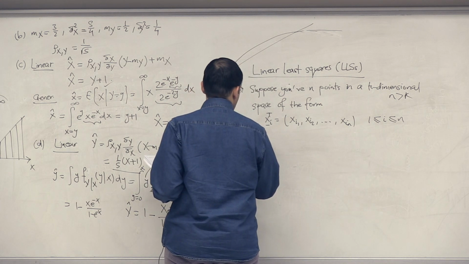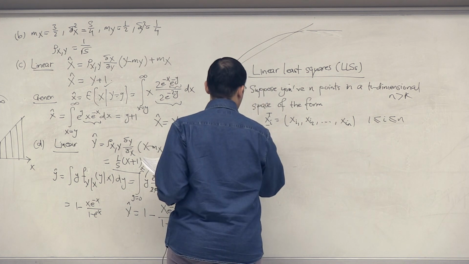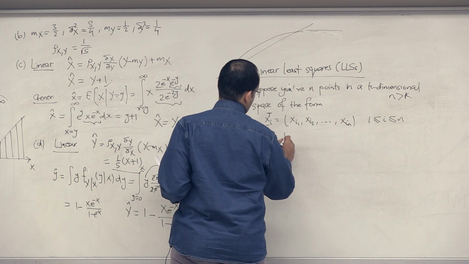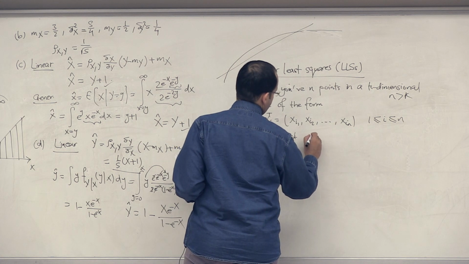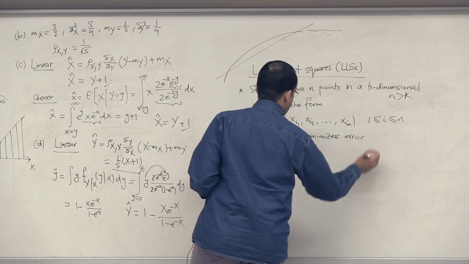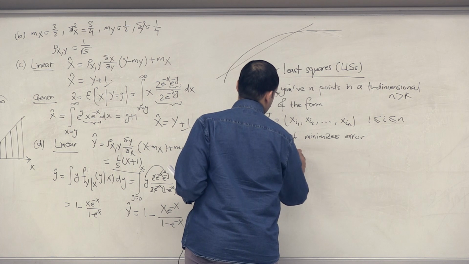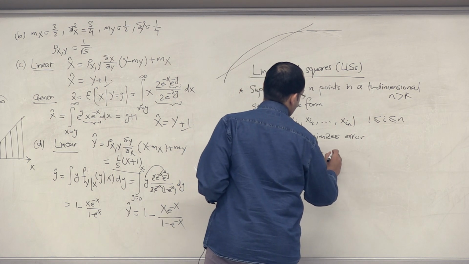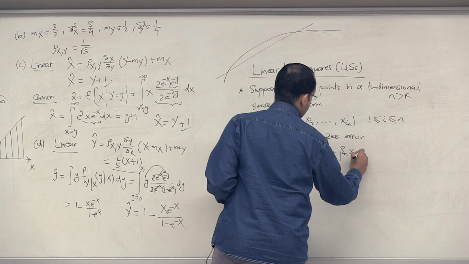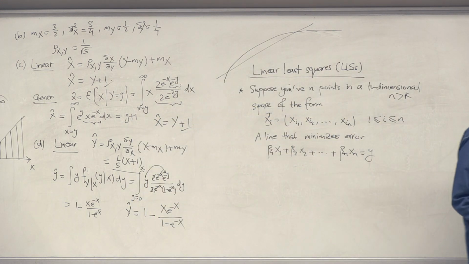And you want to have a line that minimizes the error, and that line has the form beta 1 x1 plus beta 2 x2 plus ... plus beta n xn equals y. Forget about all this. Let's talk first about what is the meaning here. What are we going to do here?